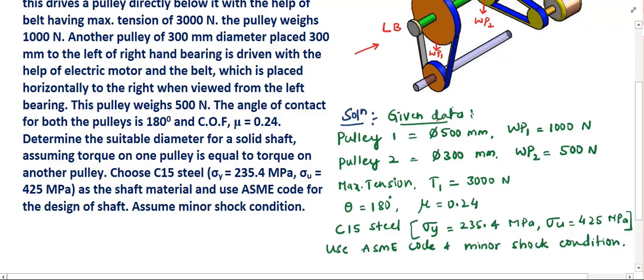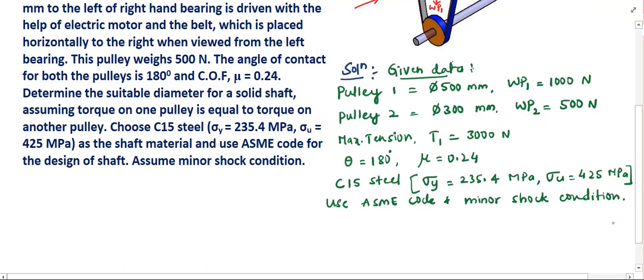The shaft material is carbon C15 steel, for which sigma y is equal to 235.4 MPa and sigma u is equal to 425 MPa. Here we have to use the ASME code for the design of shaft. Also, we have to consider the minor shock condition. So first of all, let me draw the space diagram as per the numerical.